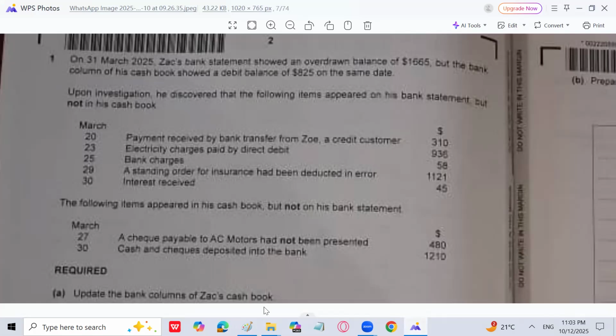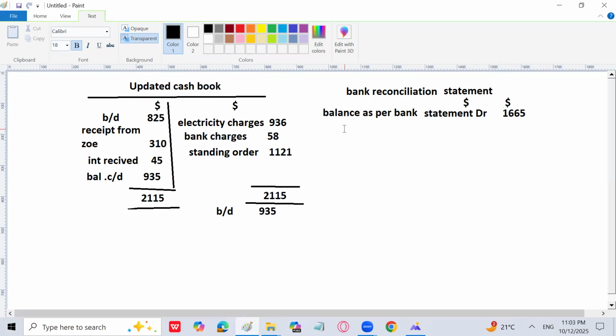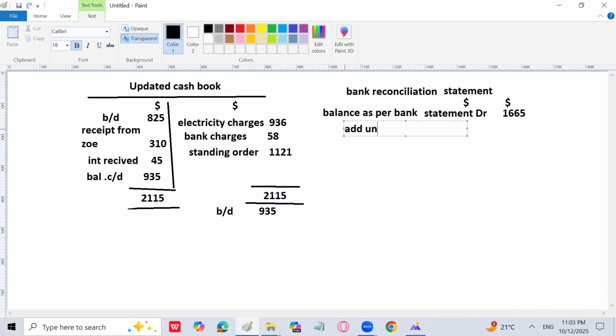That is 1665. So let me write it down here. 1665. As it is debit balance, we know that when we have debit balance, add unpresented checks. We used to add unpresented checks, and less uncredited checks is going to be subtracted from this to get the answer. So add unpresented checks and less uncredited checks so that we can get the solution of this particular question easily.